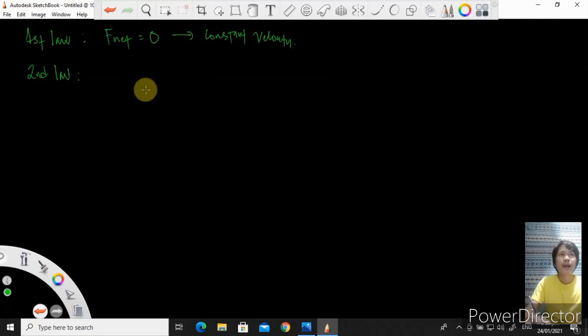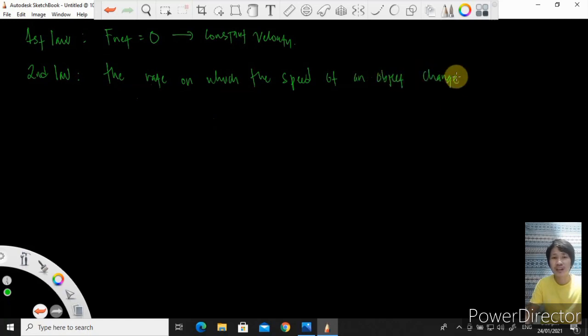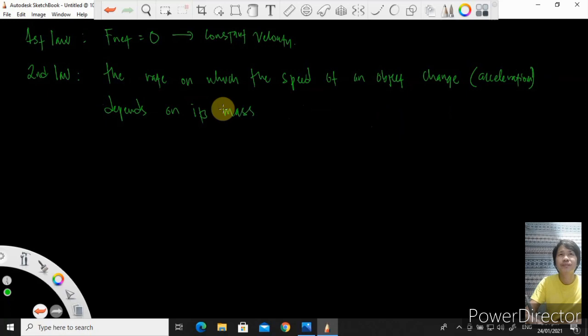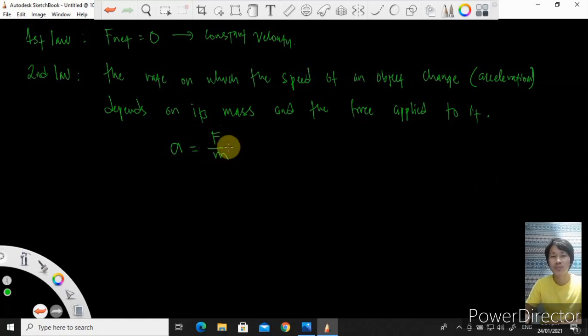The second law says that the rate at which the speed of an object changes, which is the rate of change of speed, of course I am referring to the acceleration, the acceleration of any object depends on its mass and the force applied to it. So it says the acceleration depends on the force and on the mass of that object. Okay?